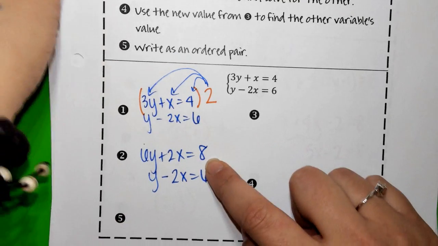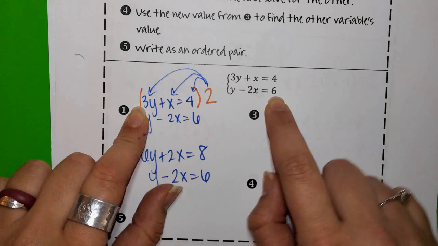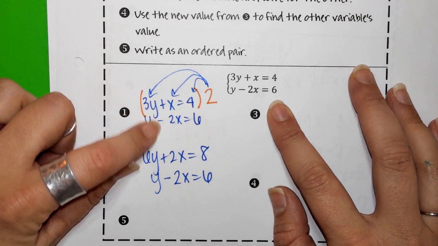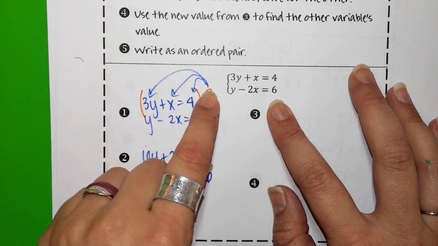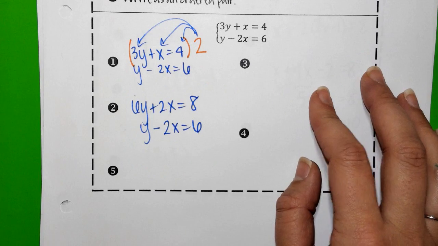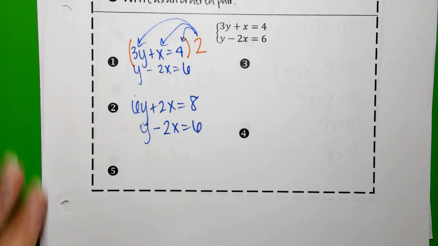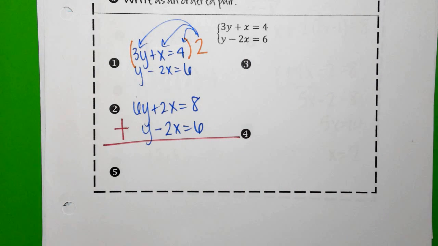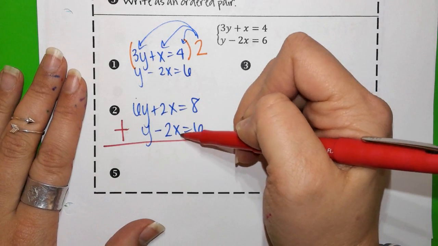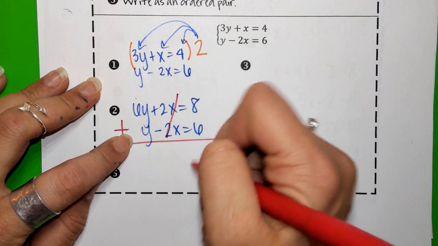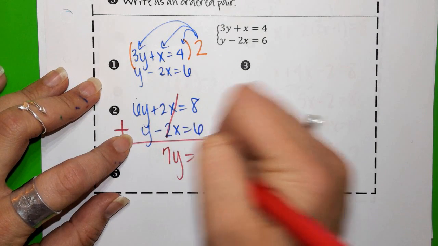Alright, so the first thing we did was we lined them up. The second thing we did was we looked for inverse coefficients. We saw that we had opposite signs, but we needed to turn this into a 2, so we multiplied everything by 2. From here, are you ready? Step 3 is where we eliminate. So we're going to put a big plus sign and a line under it, and we're going to add straight down to kill that variable. So 2x plus negative 2x, it dies. 0. What's 6y plus y? 7y. What's 8 plus 6?